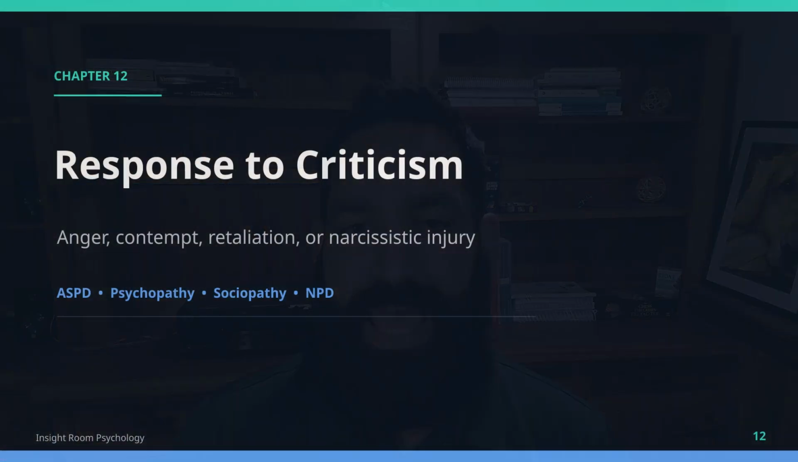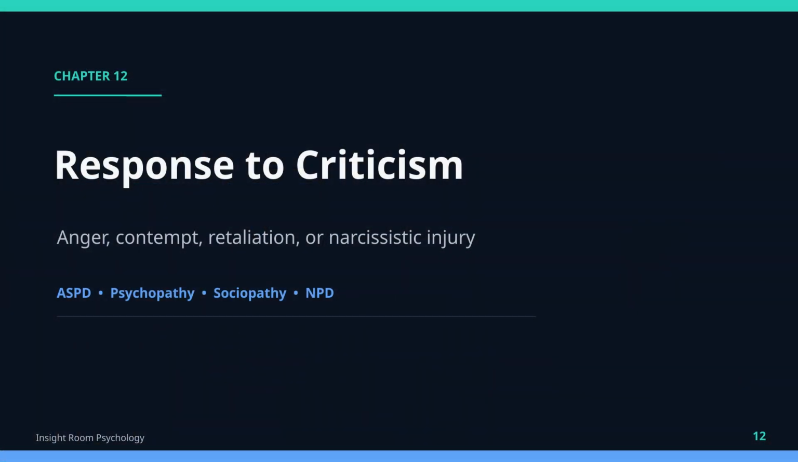Chapter 12. Response to criticism. How someone responds to criticism can be very revealing. With ASPD, criticism may be met with anger, contempt, intimidation, retaliation, or indifference. For example, if confronted about harmful behavior, the person may threaten the other person, mock them, deny everything, or frame the confrontation as disrespect. With psychopathy, the response may be colder and more calculated.